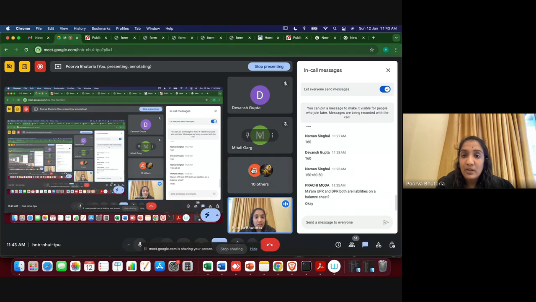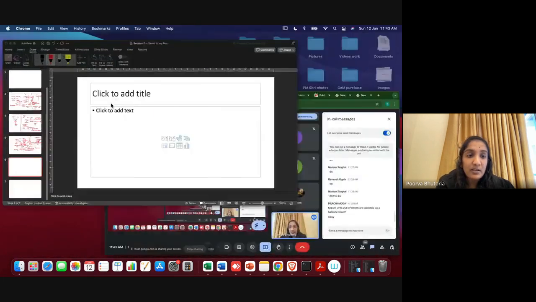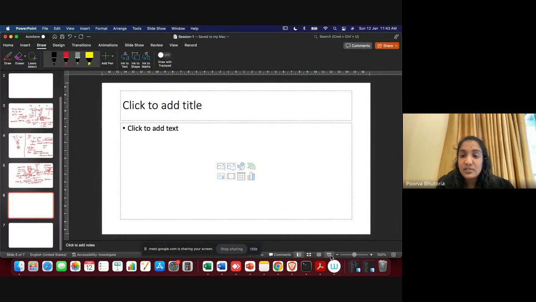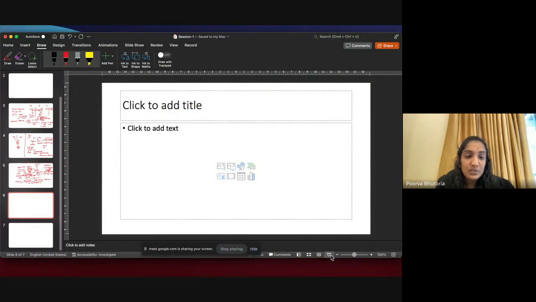Okay. Now again, what is the role of the actuary then? If the surveyor has told us 20,000 rupees is the claims provision, your outstanding provision is 20,000.